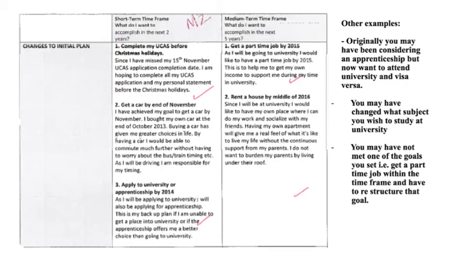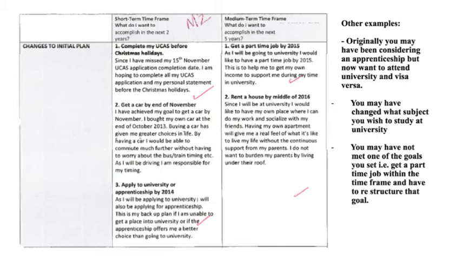Unfortunately, he missed the deadline for UCAS. Therefore, there's been a change to the plan because he's going to have to do it by a different time scale. So he's just explained that. A change in the plan is that he got his car a little bit earlier than expected. He's put here as well that now he's considering applying for an apprenticeship as well, as a backup option in case he doesn't get into university. So that's been a change to the plan.